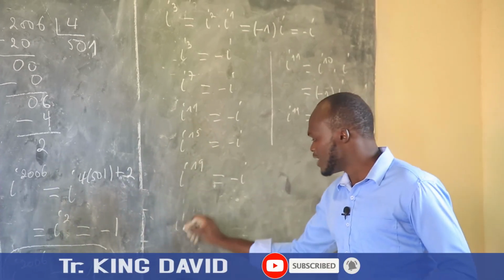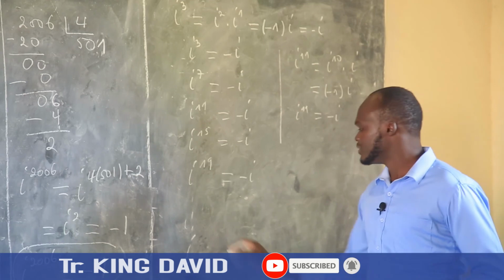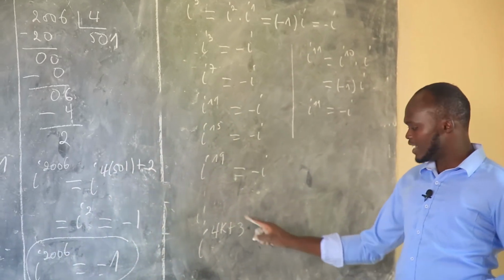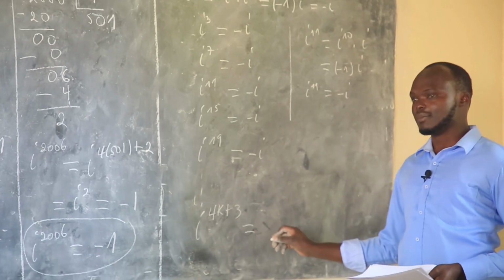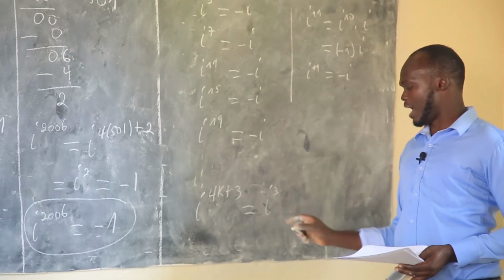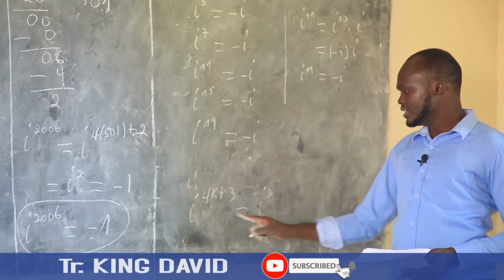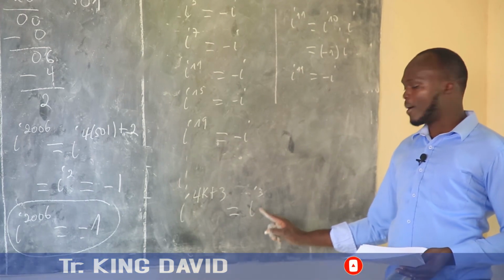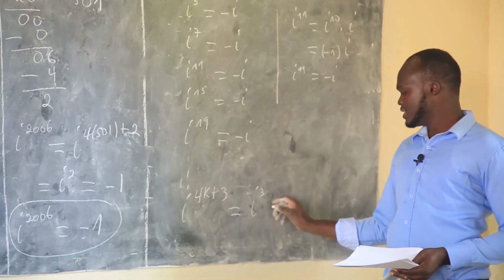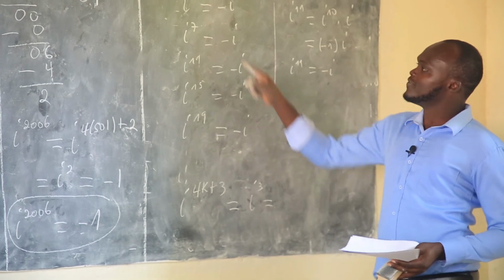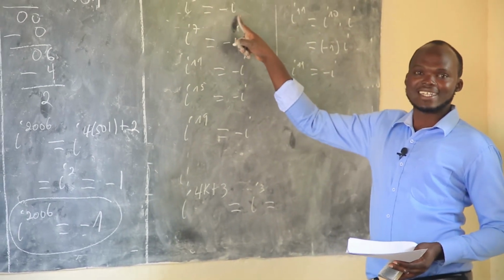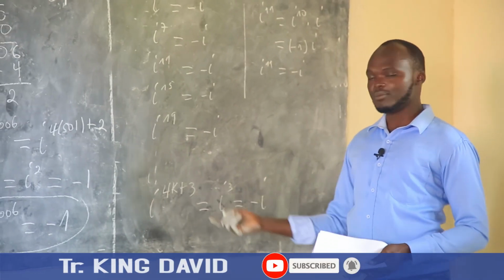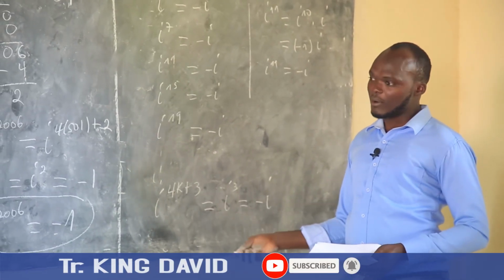So now the general formula is i power 4k plus 3. If the remainder is 3, the answer is the same as i power that remainder. If it is i power 4k plus 3, it is the same as i power 3, which is the remainder. So now, remember, if it is i power 3, the answer is negative i. So this is the formula. This is the general formula. So now I'm going to give you examples.